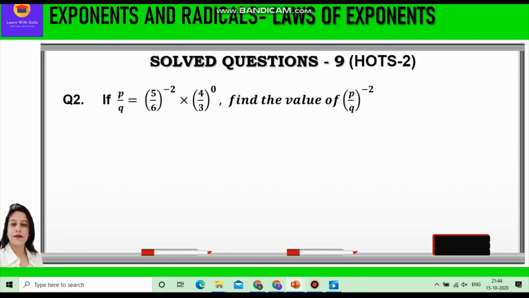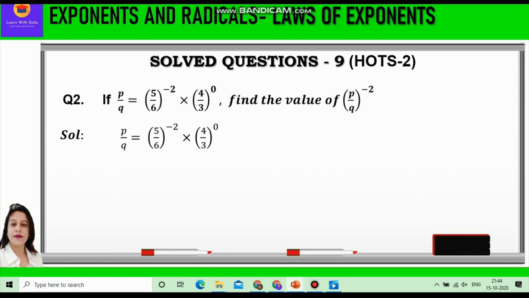Now let's move to second question. It is given if p by q is equal to 5 by 6 raised to power minus 2 into 4 by 3 raised to power 0, find the value of p by q raised to power minus 2. Now let's start with the solution. This expression which is given to us, p by q is equal to 5 by 6 raised to power minus 2 into 4 by 3 raised to power 0.